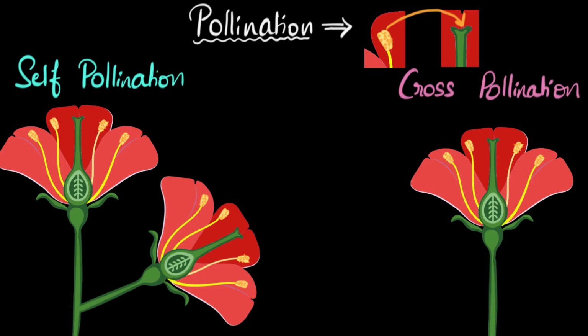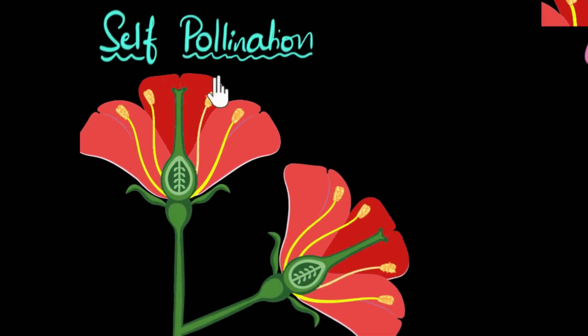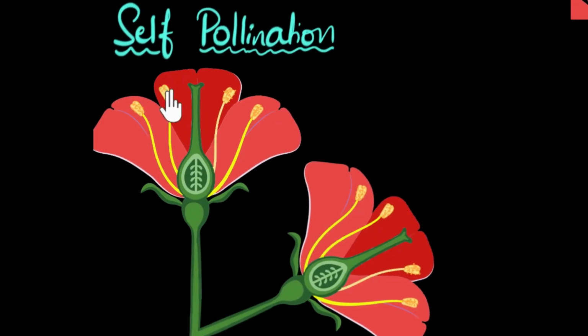So let's start with self-pollination. What exactly is this? As the name suggests, if the pollen grains are transferred within the same plant itself, then we'll say it's self-pollination. One way that can happen is if you have pollen grains transferred within the same flower, from the anther to the stigma of the same flower. This is self-pollination.